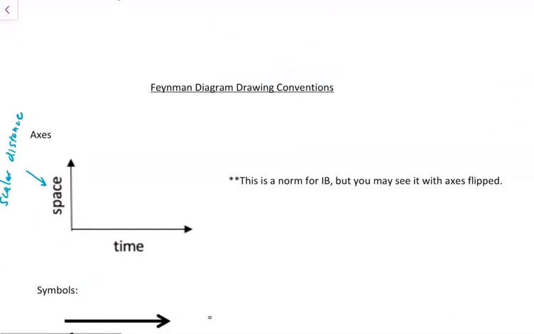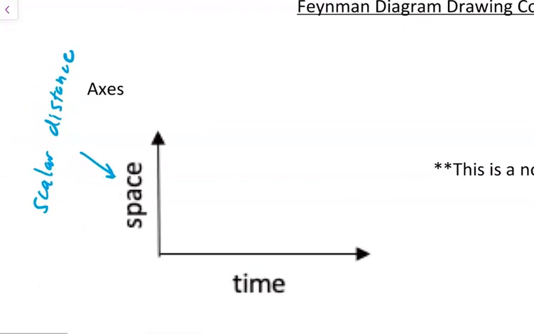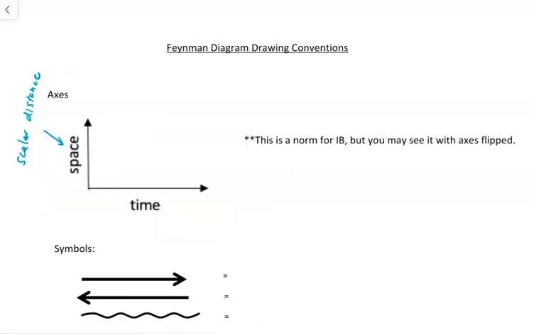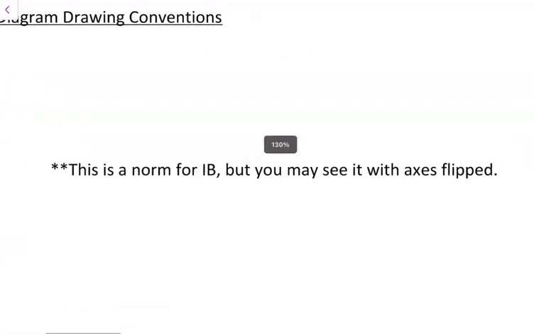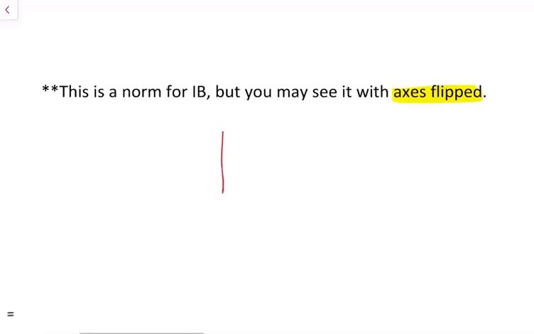In IB, we tend to draw space and time in this way, where space is in the y-axis and time is in the x-axis. Also know that space is generally just a scalar distance. It doesn't have to do with an x, y, or z coordinate. So it's just movement forward, backwards, etc. It's also good to know that sometimes these axes can be flipped. So you might randomly, and IB could even do this to you, but just be very careful.